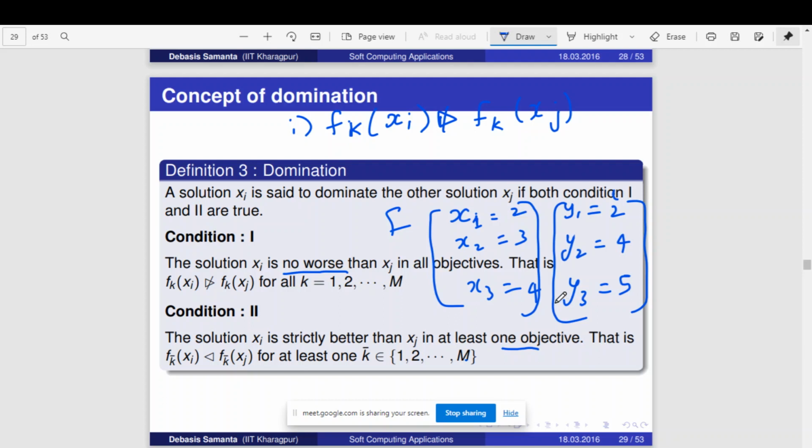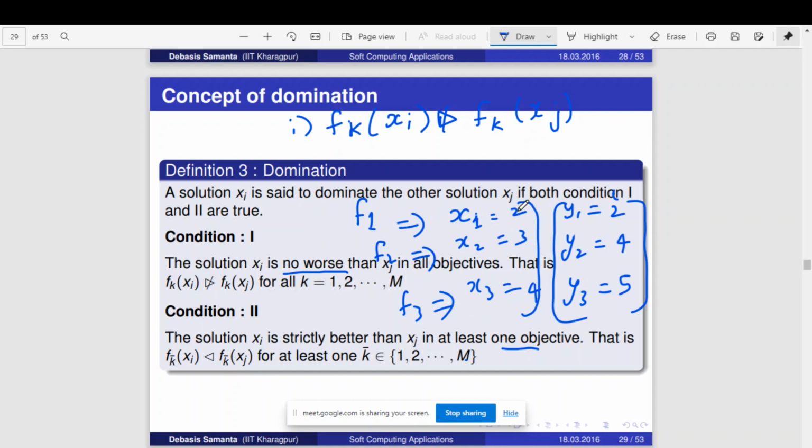Okay, let us assume there are three objective functions. Say the first objective function is giving this result for x1 and y1: x1 is 2, y1 is 2. The second objective function is giving this result: x2 is 3, y2 is 3. The third objective function is giving this result: x3 is 4, y3 is 4.